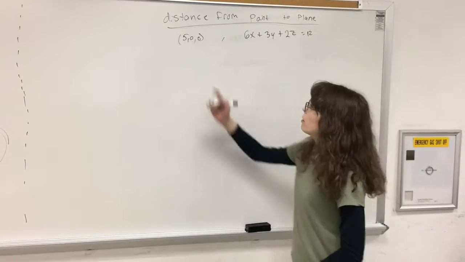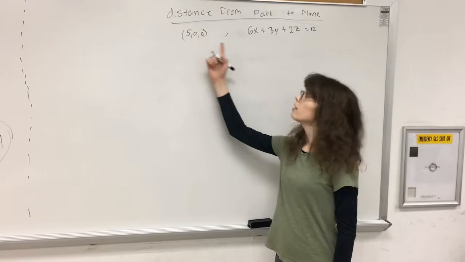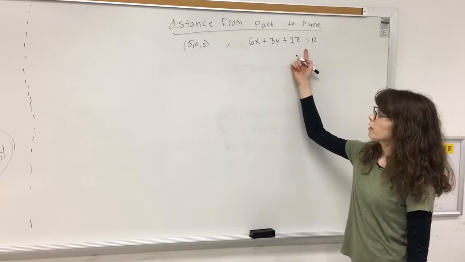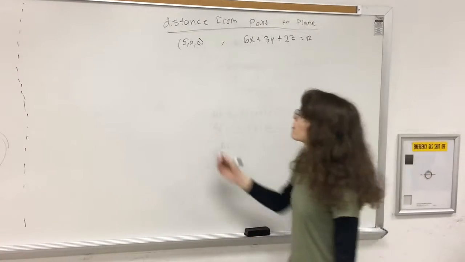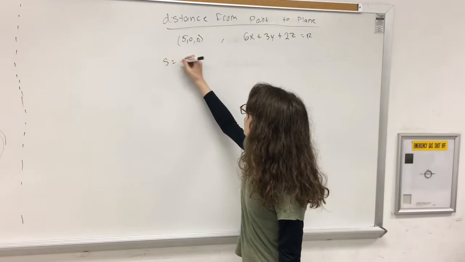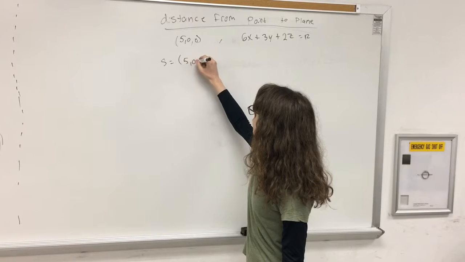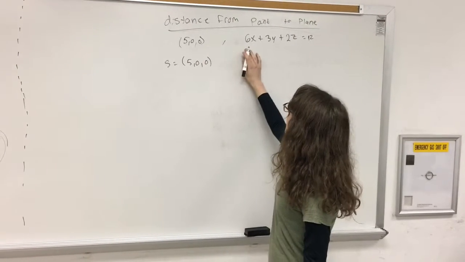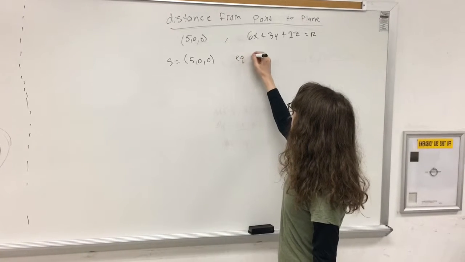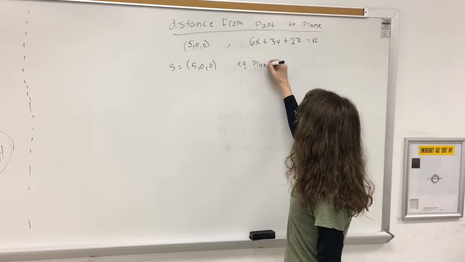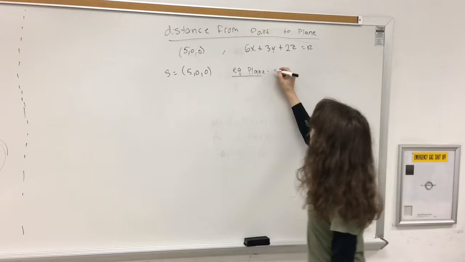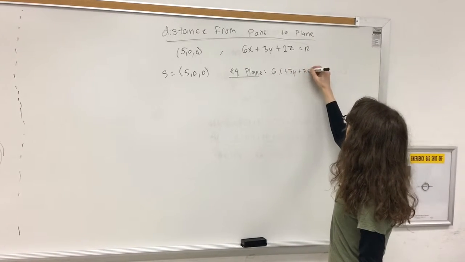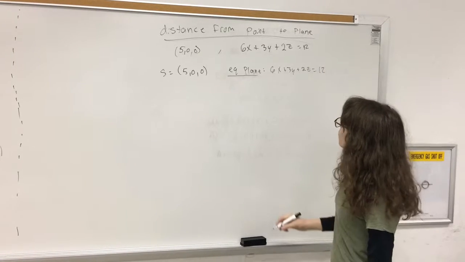So we're given a point not on the plane, and an equation of the plane. What we need to realize is that we'd label this point as S. And so this is a point not on the plane, and then this would be our equation of the plane. That would be 6x plus 3y plus 2z, and that's 12.